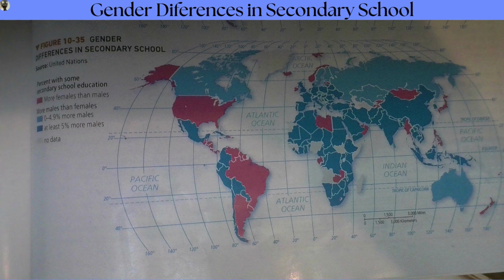Here on this map, we can see that around the world, it seems that more men have completed high school than women, with a few exceptions, namely most of Latin America and the US. It's also seen here, surprisingly, that there are more men completing high school in Europe than there are women.